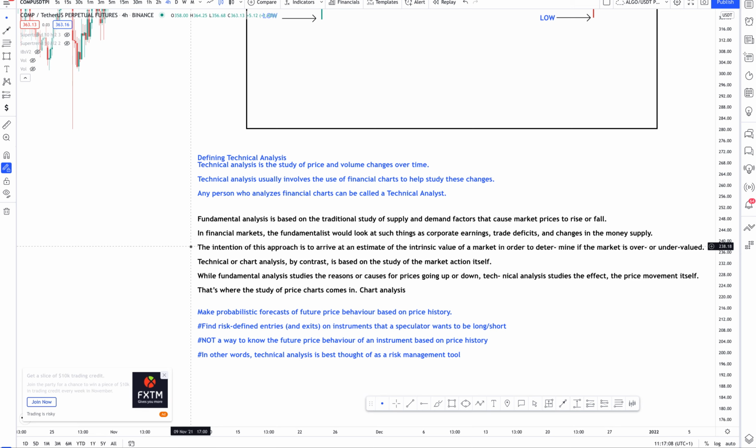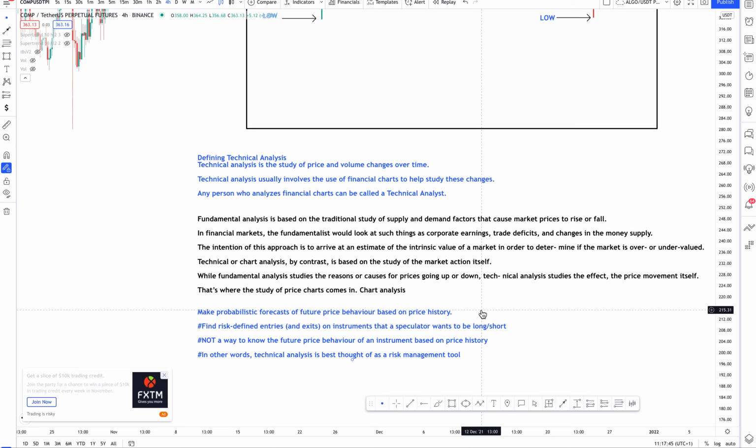doing weather forecasting, right? Where you are giving probabilistic predictions of events, or things that could happen based on these days, right? So it's also so with technical analysis. Okay, so it says make probabilistic forecasts of future price behavior based on price history.